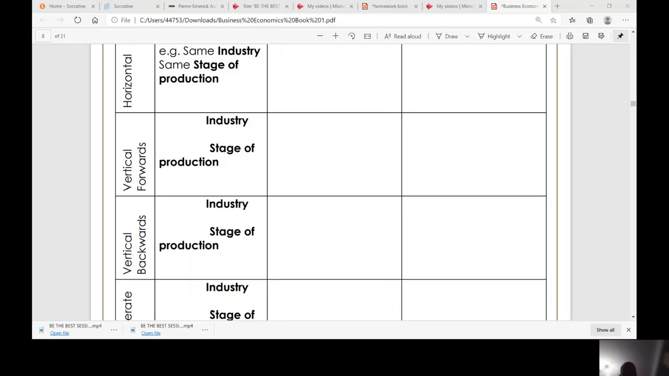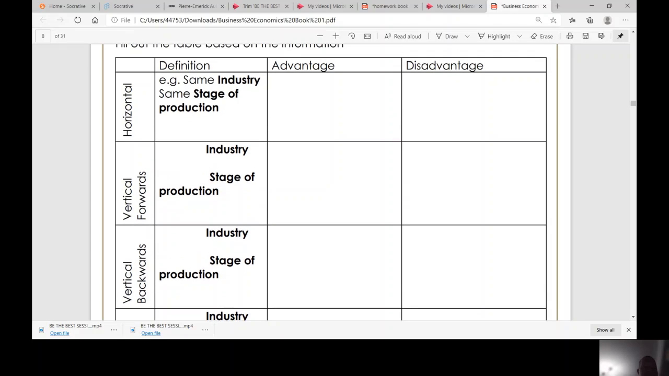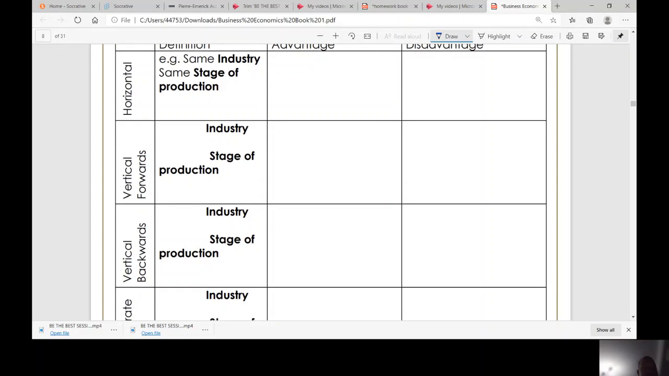Okay, so if you want to finish off whichever one you're doing, and we will go through those key definitions, advantages and disadvantages. If you can just make notes as we go along. Okay, so we'll do the definitions first, then we'll go through advantages and disadvantages.